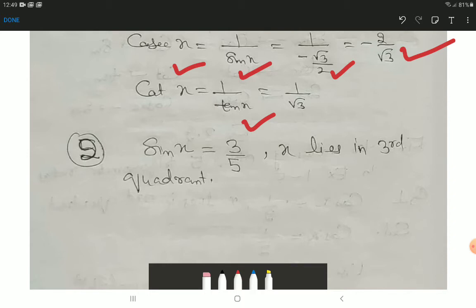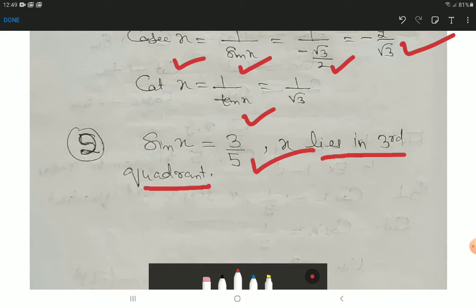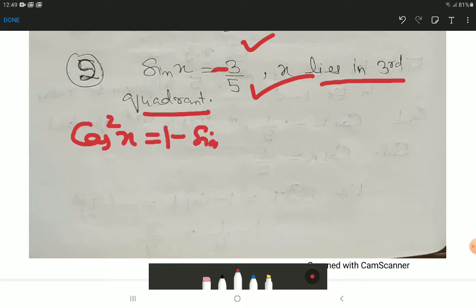So in a similar manner I am attempting the second question also. Here sin x is given to be 3 by 5 and x belongs to the third quadrant. Sorry, sin x is minus 3 by 5 and x belongs to the third quadrant, and you have to find the rest of the 5 trigonometric ratios. So let's go ahead. I will start with the same trigonometric identity that I used in question number 1, that cos square x is equal to 1 minus sin square x.